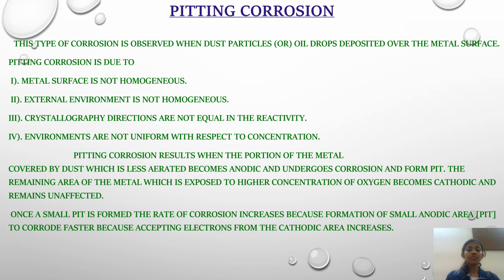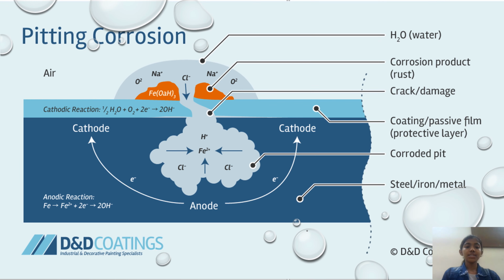Once a small pit is formed, the rate of corrosion increases because the small anodic area, that is the pit, corrodes faster because accepting electrons from the cathodic area increases. This is the pictorial representation showing pitting corrosion.